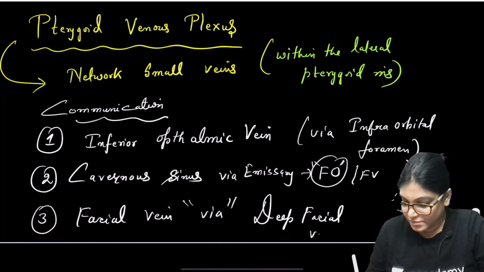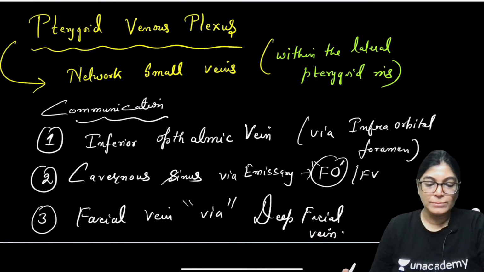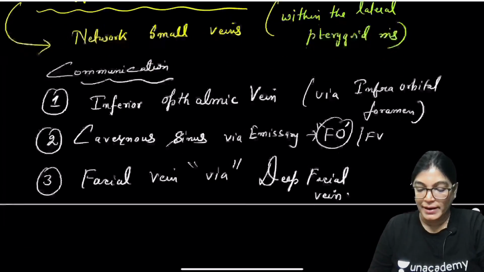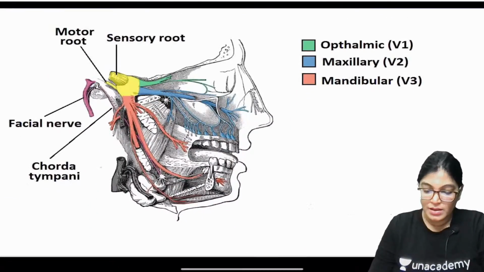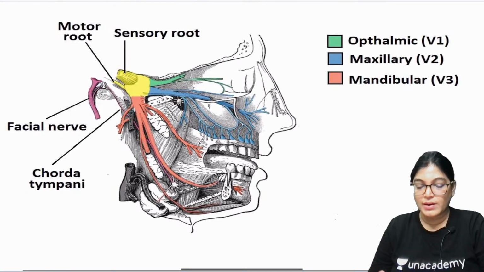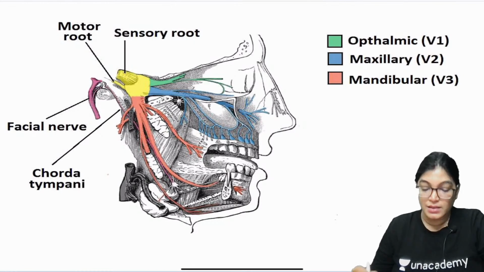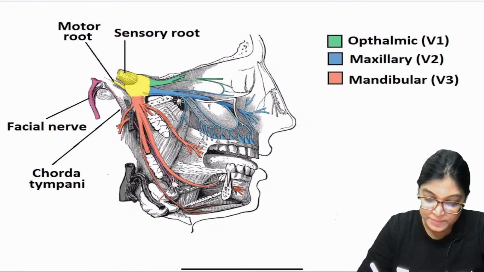Now the next important topic we will study is the mandibular nerve. Firstly, let me show you a diagram for this. Clearly, as you can see in the diagram, when we are talking about the mandibular nerve, this is the trigeminal ganglion.